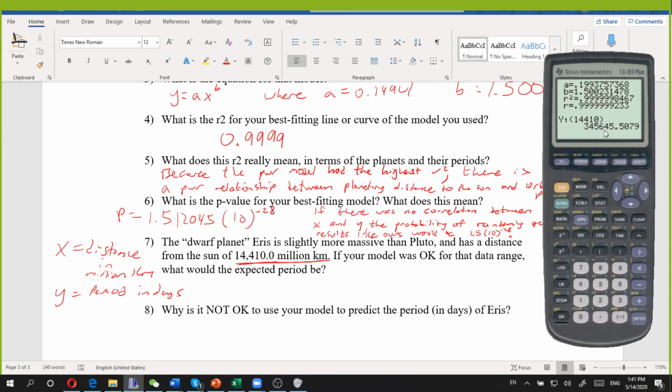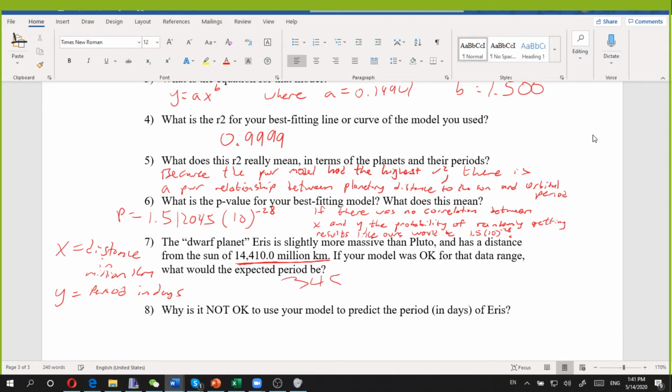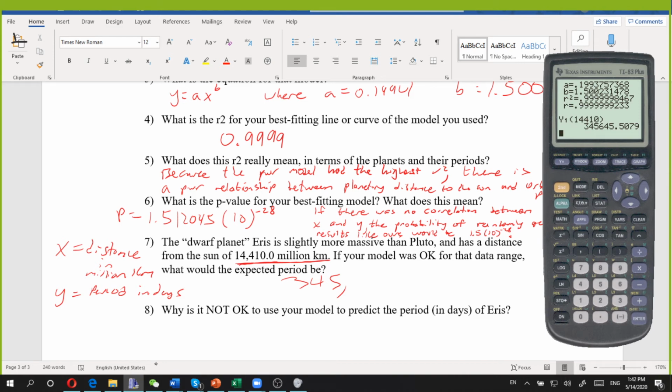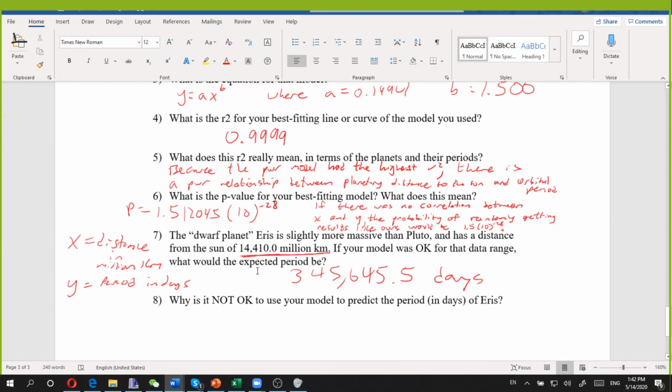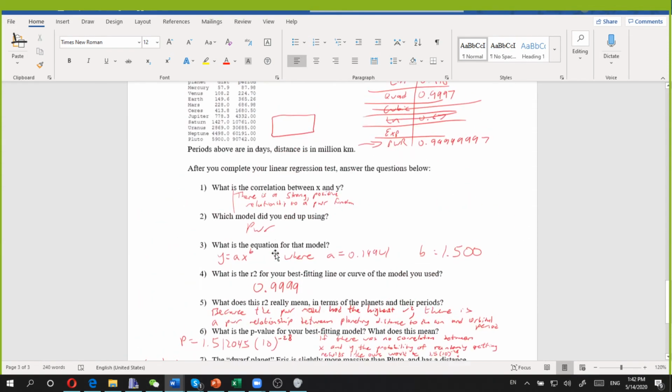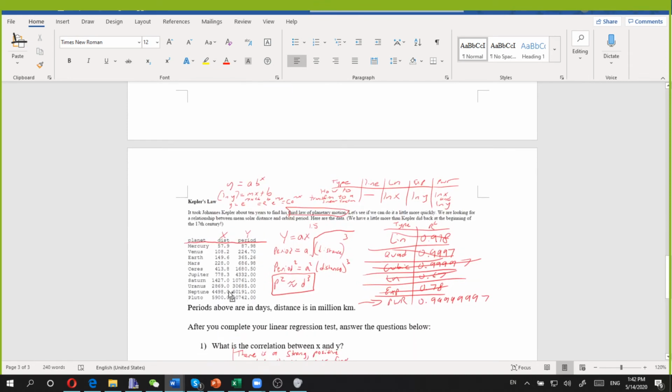So it would take Eris 345,645.5 days to orbit around the sun once, if our model was okay for that distance. 345,645.5 days. Okay, however, our model is not okay to work for Eris.